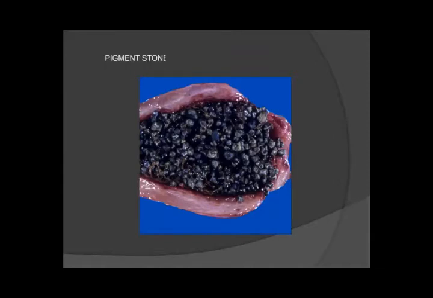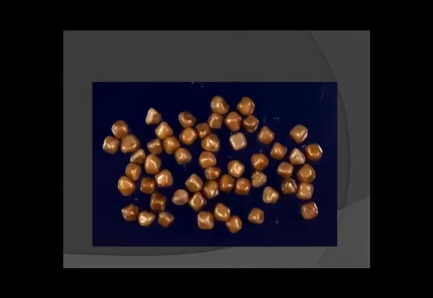All right, these were pigment stones, okay? Next, we have these chocolate-colored stones. Can you take a guess what kind of stones these are? Their color resembles something between cholesterol stones and pigment stones, right? The color is in between the two. So hence, these are known as mixed type gallstones. Mixed gallstones.